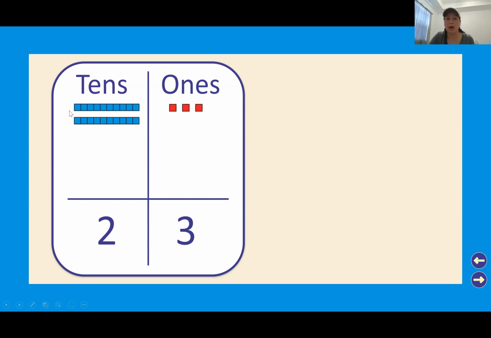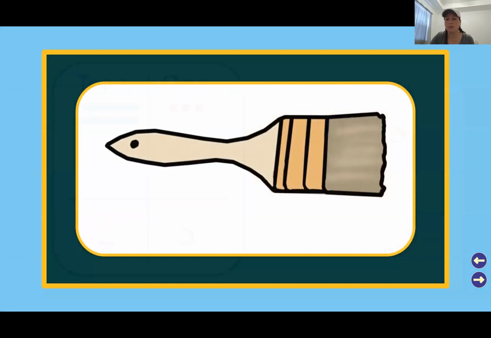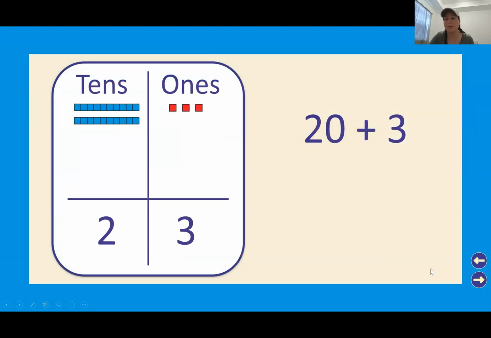Let's remember that a row of 10 blocks represents 1 ten, and a single block represents 1 one. Moving on, we have 20 plus 3, so 20, 2 tens plus 3 ones equals 23.